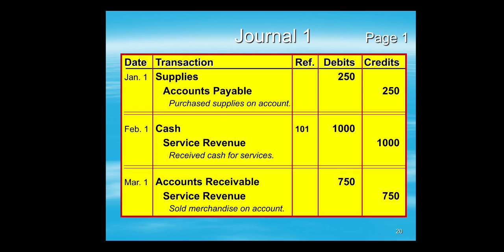So this is how the general journal looks like. The general journal is like a book. So this is the way to record the 3 sample transactions that I have explained in the previous slide.